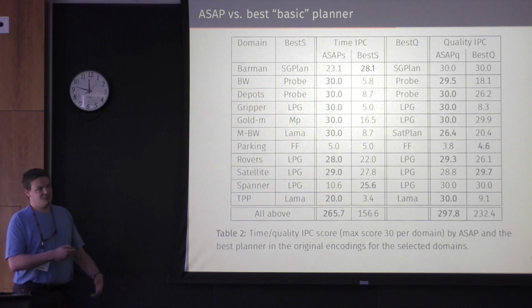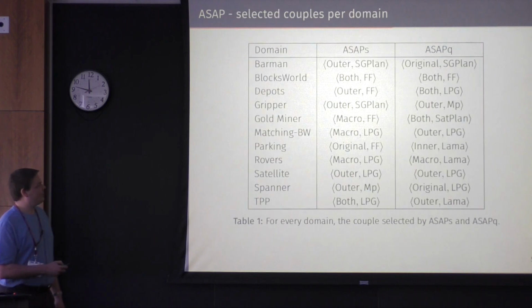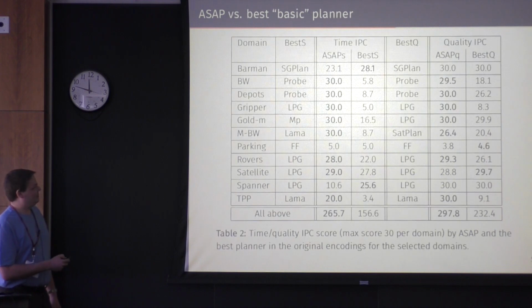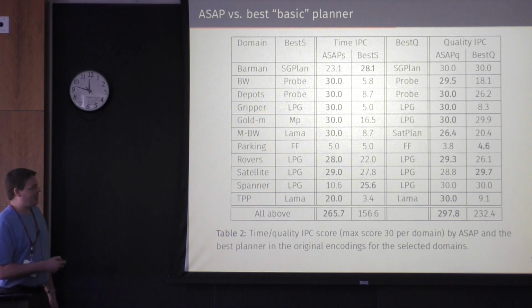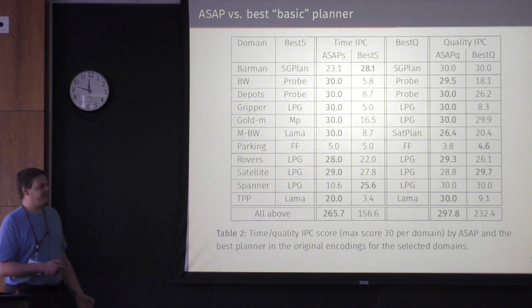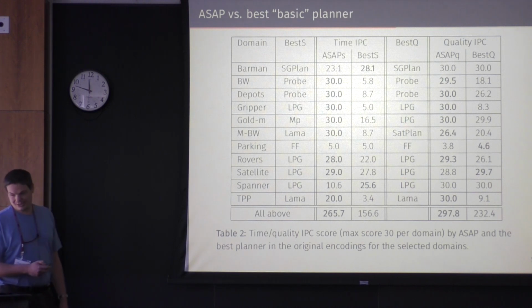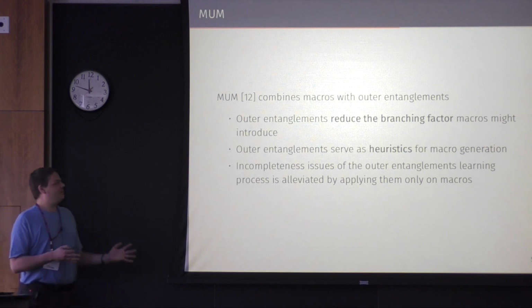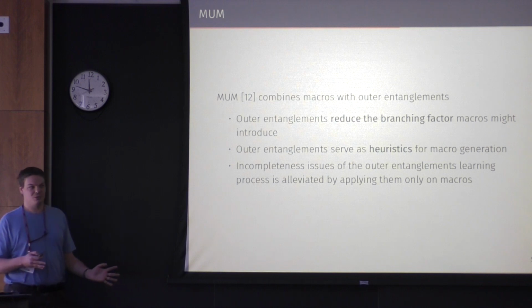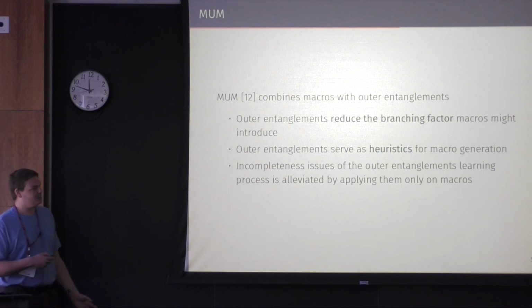So it was, let's say, the best single solver for the original problem, but including both outer entanglements, FF became the best planner. For instance, given the results here, it clearly outperformed. In terms of quality, the difference is not that huge, but still, in general, we can improve quite well.